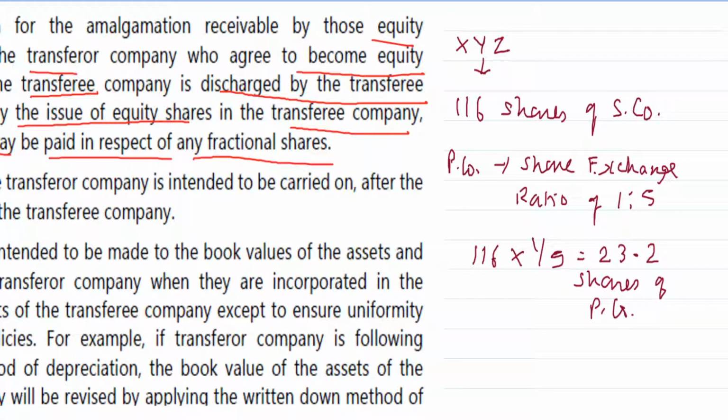Now it is very natural that I cannot issue fractional shares. See, 23.2, what does that mean? 23.2 means 23 shares. 0.2 will become a fractional share. Now, fractional shares cannot be issued. So what the accounting standard is saying is that, okay, give this person 23 shares. And when I say shares, I mean equity shares. So what AS 14 says is that you give this person 23 shares of your company and for the 0.2 share, cash is paid.